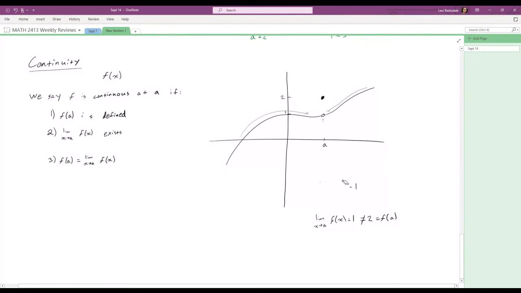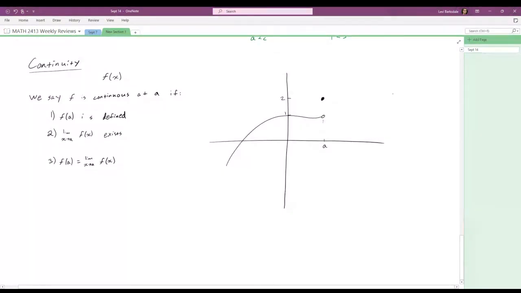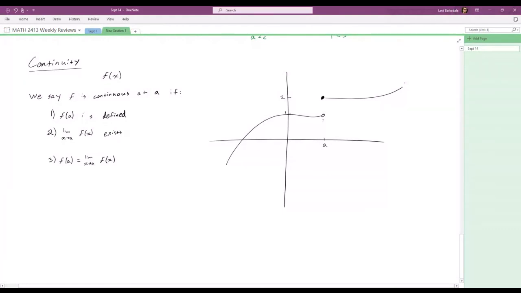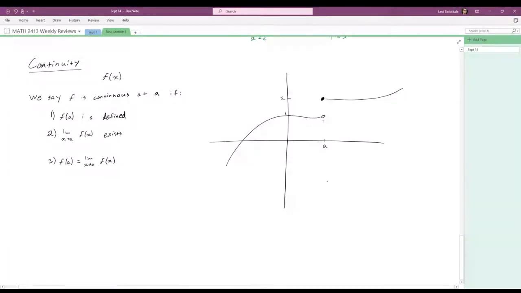Now, what if we had a function that looked slightly different? Oh, that's actually what I wanted to erase. What if it looked like this instead? Well, clearly we still have f of a as defined. That's still 2.